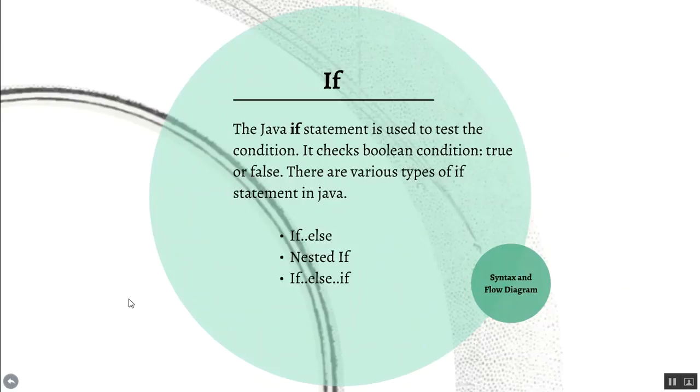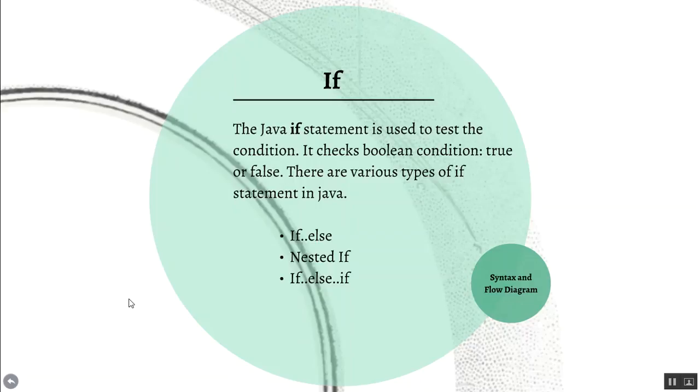If in Java is used to test a condition. It's just like in language: if this is true, then this needs to be executed. It checks the boolean condition, which is either true or false, and based on this boolean result, it decides whether to execute the line of code between the two curly braces or not. There are various versions of if available in Java: the normal if, then if else, then nested if, and the last one is the if else ladder, which is also called if else if.